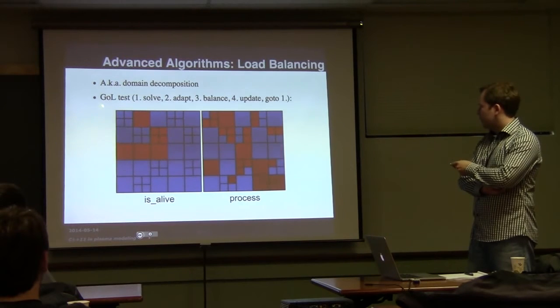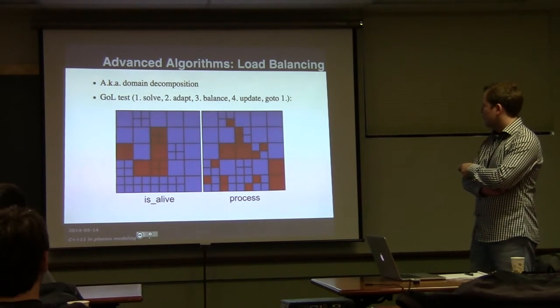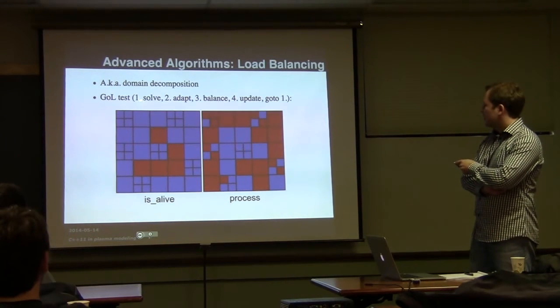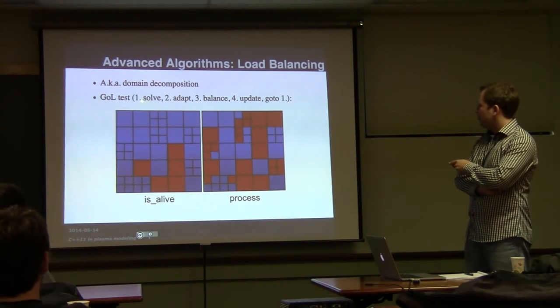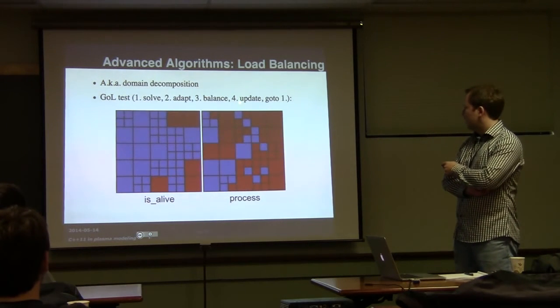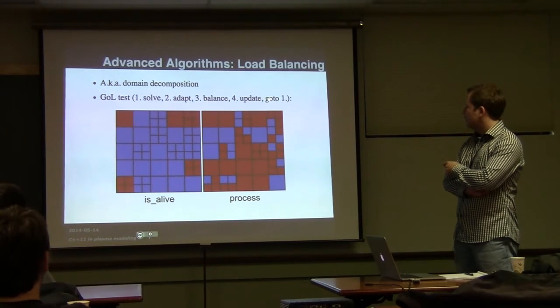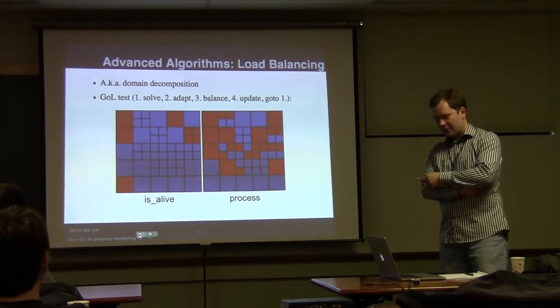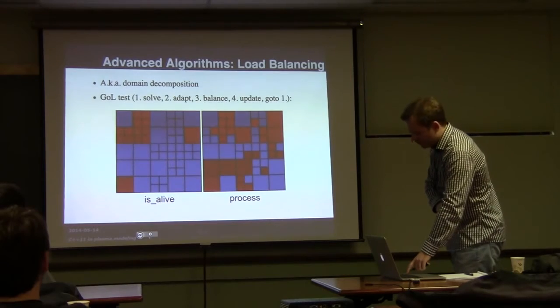And here you see the usual glider going through the system. Basically the steps are: first you solve, then you maybe adapt the grid and balance the load, and then update the neighbor data so you can calculate the next solution, and so on.